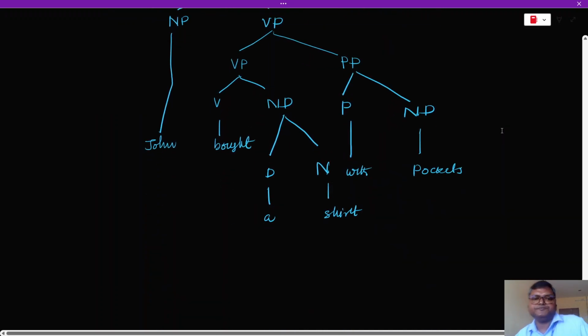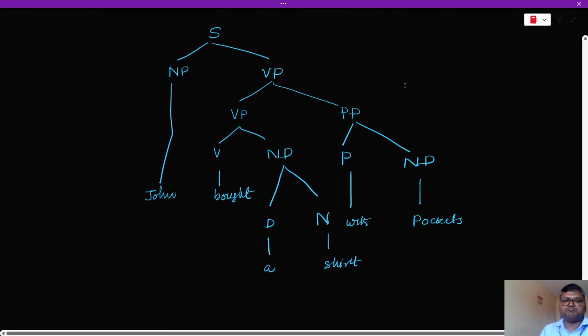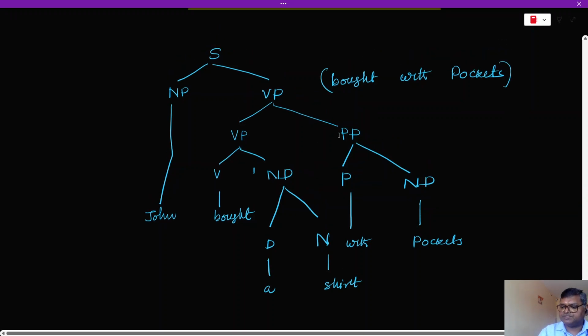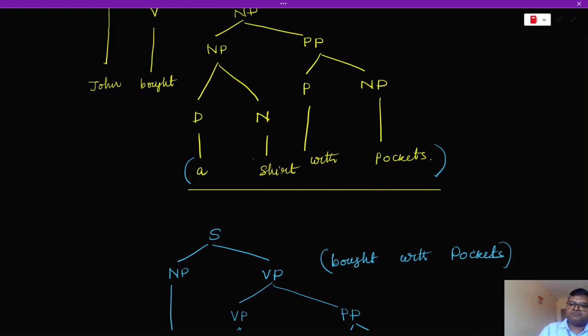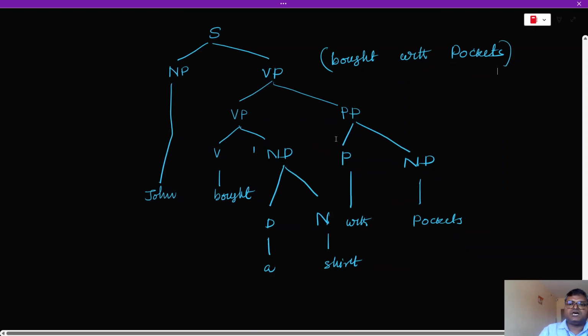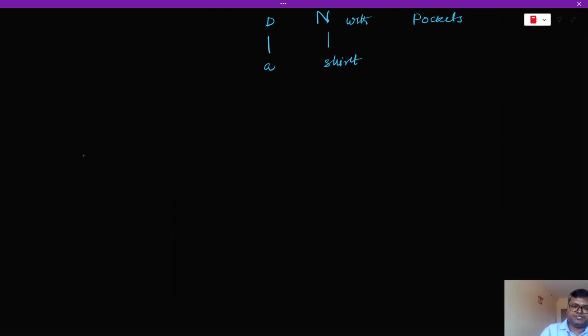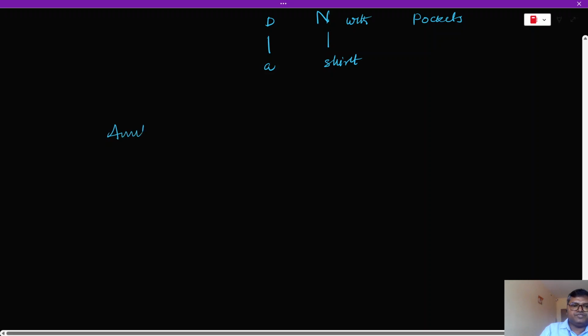And here, in the second option, it is verb phrase. Bought with pockets. That means he bought it with this meaning, bought with pockets. That means with money he has in pocket. Bought with pockets. That is the meaning. And here, shirt with pockets. So both are valid, but it is giving two different answers. That means it is giving ambiguity.